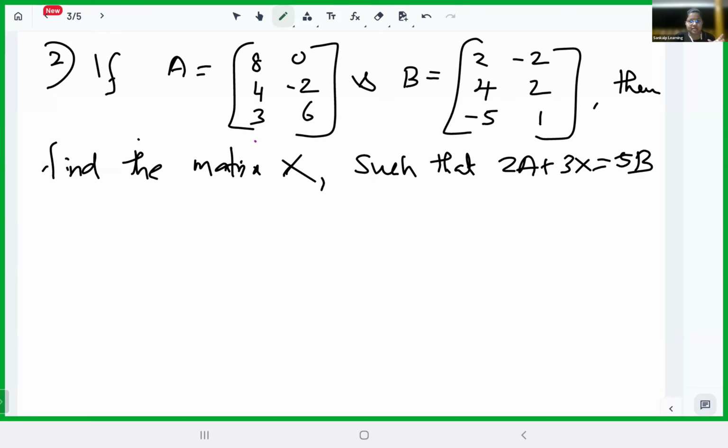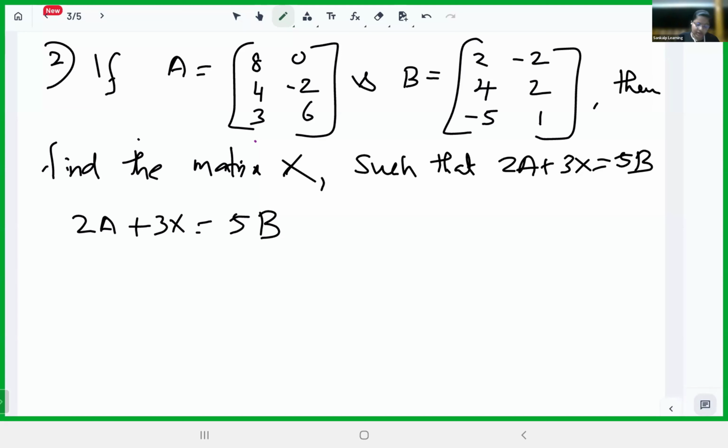Okay, you have been given two matrices A and B. You have to find out the matrix X. There is an equation connecting A, B and X, and that is 2A plus 3X will give you 5B. From that equation, you have to find out the matrix X. For that, first you have to substitute the given matrices in the equation. So what is the equation given? That is 2A plus 3X is equal to 5B.